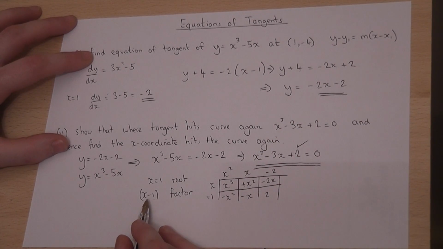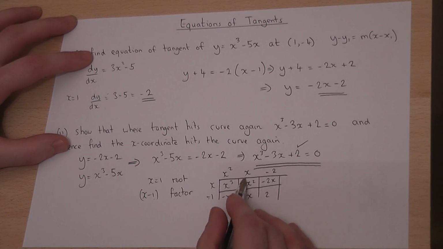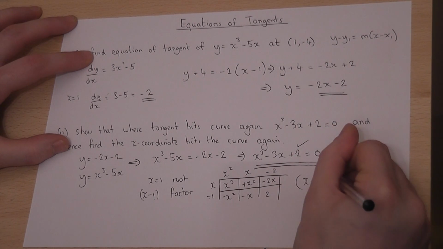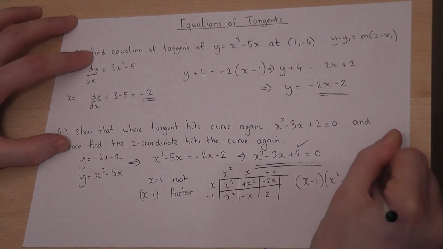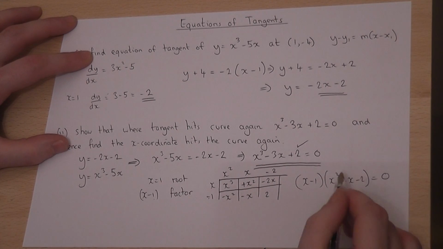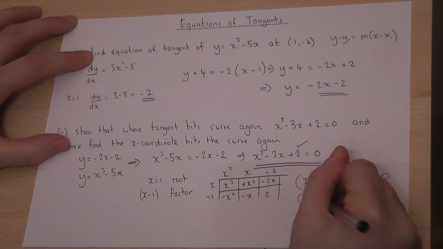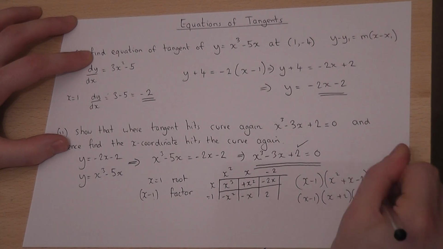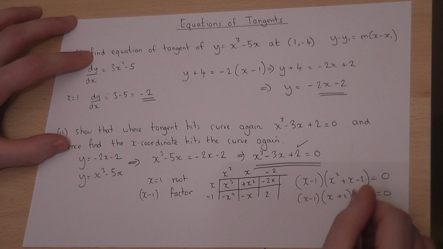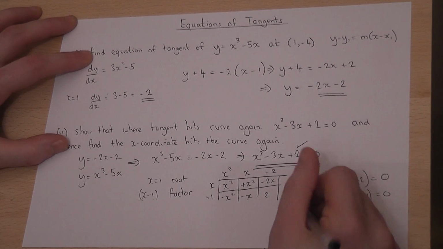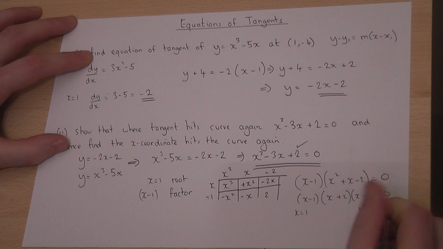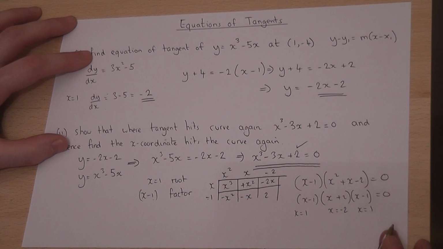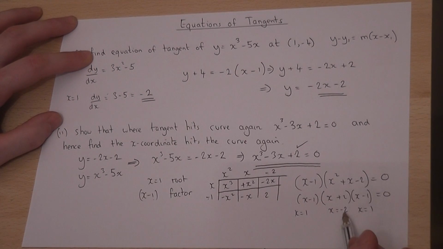So one factor is x minus 1, the other factor is x squared plus x minus 2. So that equation there can be written as x minus 1, the first factor, times x squared plus x minus 2, the second factor, equals 0. That factorises even further to (x plus 2)(x minus 1). Because 2 times minus 1 is minus 2, 2 take 1 is 1, so therefore my solutions are x equals 1, x equals 1, and x equals minus 2. So our other solution, other than x equals 1, is x equals minus 2.